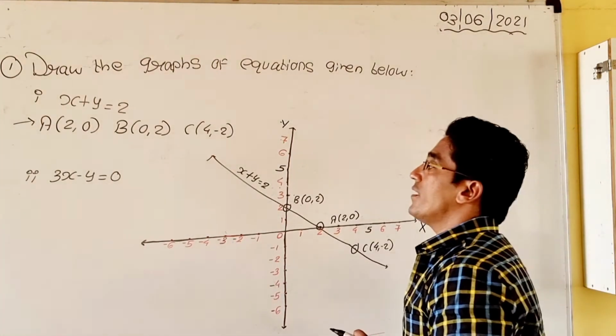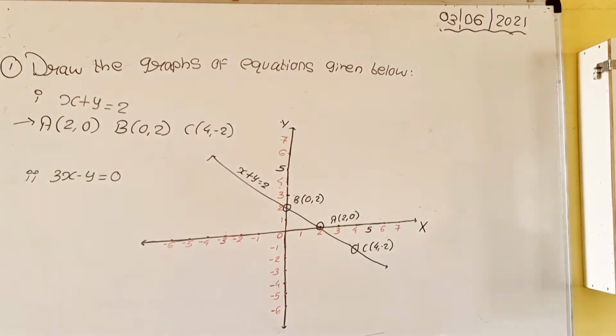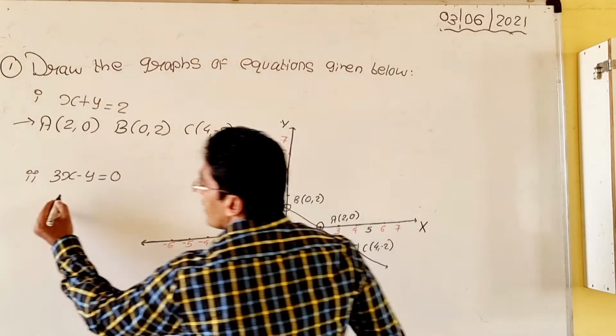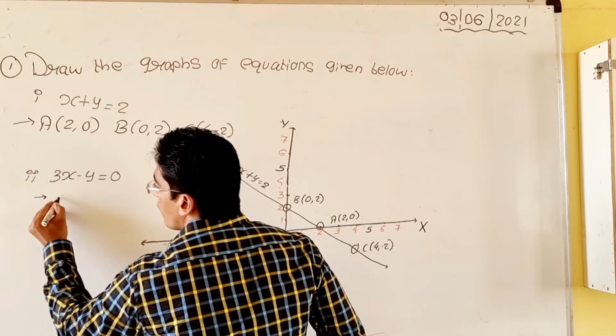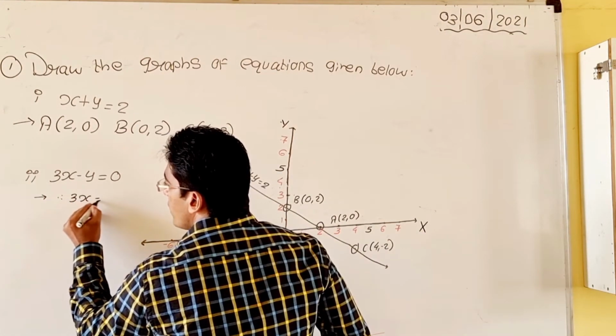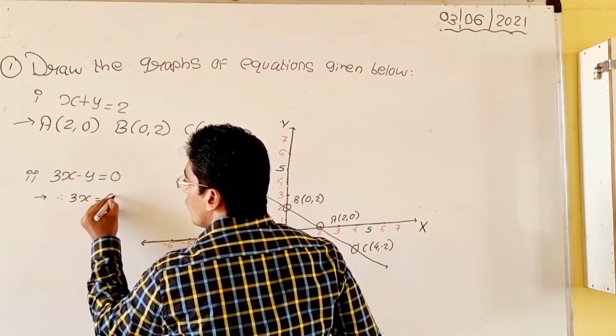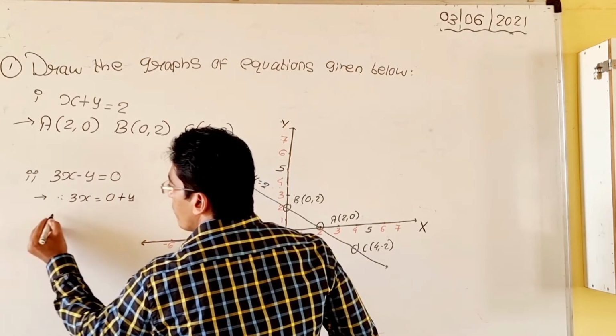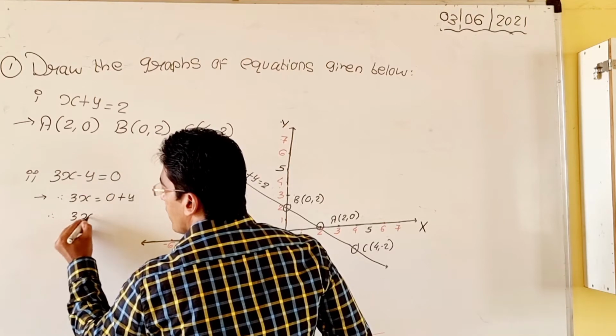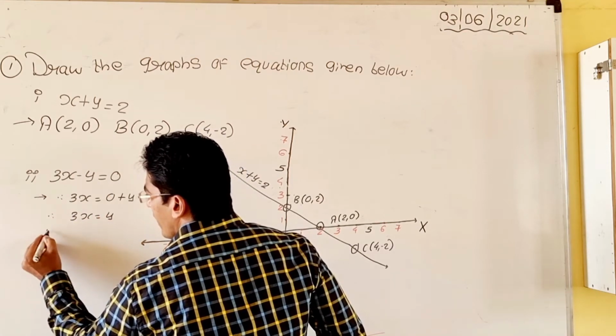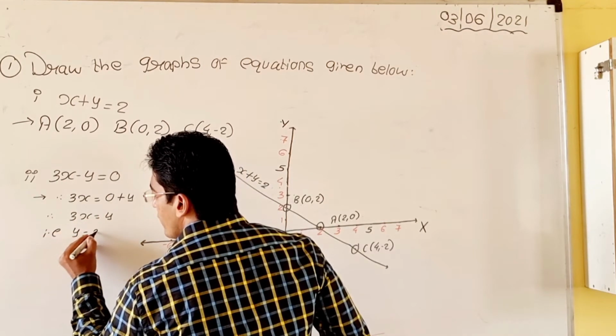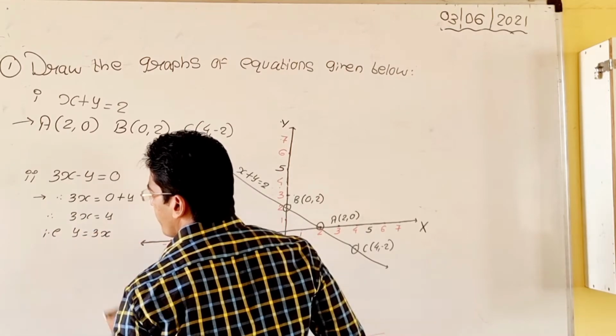In the second equation it is given to us 3x minus y is equal to 0. Now I can simplify the equation as, therefore, 3x is equal to y. 0 minus y will become plus y. Therefore 3x is equal to y. That is, I can write it as y is equal to 3x.